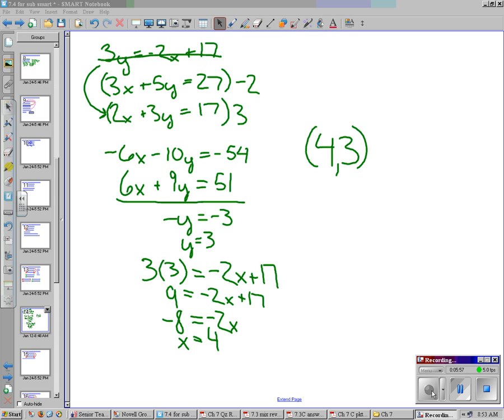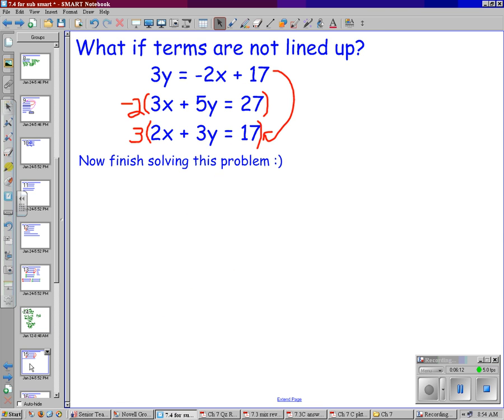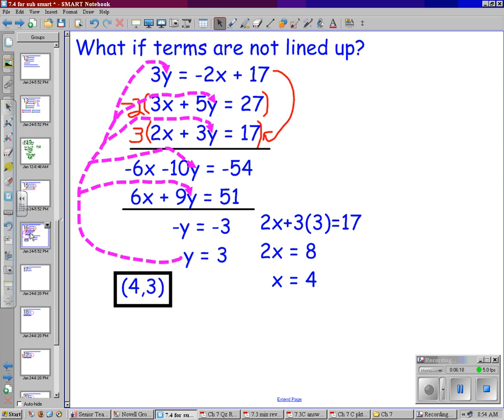Everybody got 4, 3. All right, wonderful. Process is done correctly on the smartboard as well as now on the whiteboards. Any questions in regards to that? Or let's see here, when the terms are not lined up. Got that already. There was my railroad tracks to get to it for when I had my substitute. So, any problems with that at all?